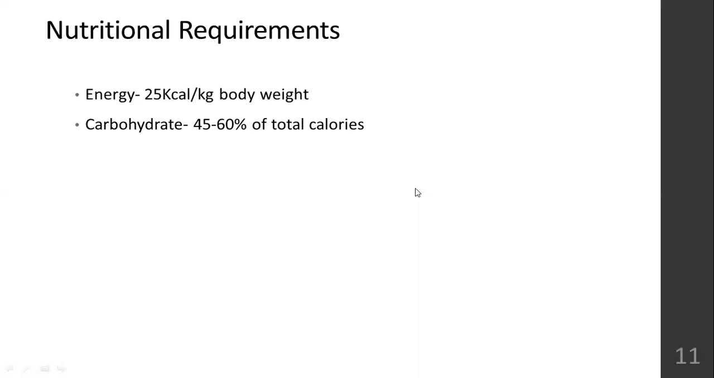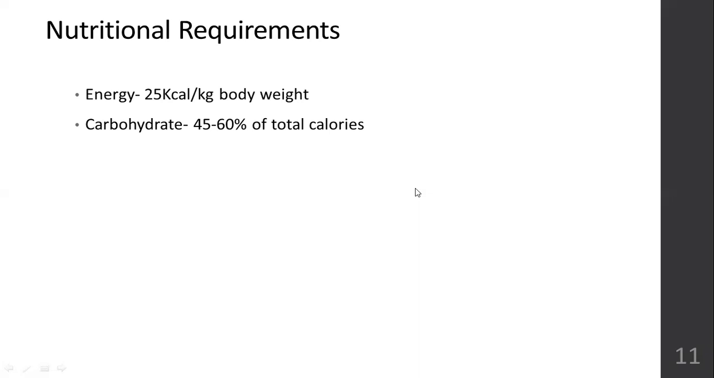Carbohydrate: 45 to 60% of total calories should be carbohydrates, not more than 60%. If you stay at 45 to 50, that is well and good. 50% of your diet should be carbohydrates, the remaining could be protein and fat, but don't overdo carbohydrates. And that too, a specific type of carbohydrates. Resistant starches, polysaccharides, that is fiber. Complex carbohydrates, these are the best option.